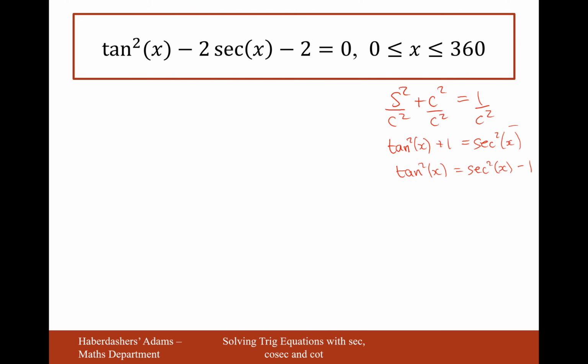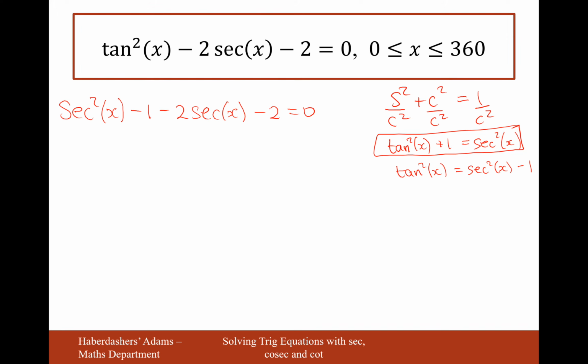And you can always use this identity here. It's one you can either remember, or one you can quickly create from sine squared plus cos squared equals 1. So, in this question, I'm going to replace tan squared with sec squared minus 1, because I know the 2 things are equivalent. So the next line is going to be sec squared x minus 1 minus 2 sec x minus 2 equals 0. Let's now simplify this. Sec squared x minus 2 sec x minus 3 equals 0.